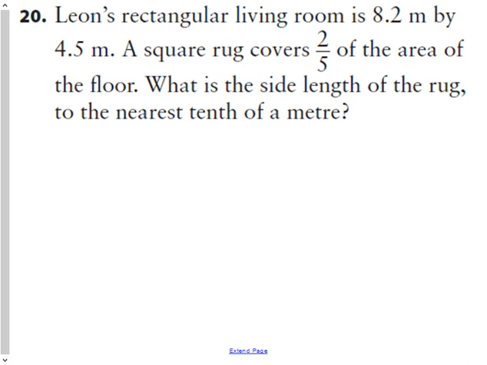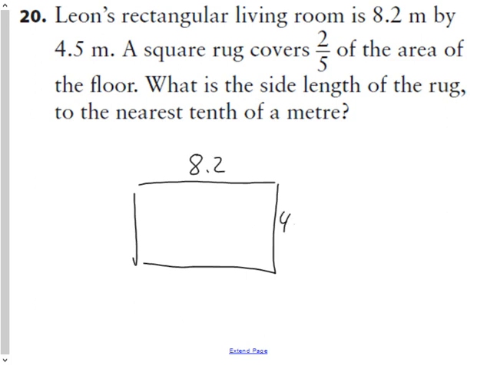And question 20, Leon's rectangular living room is 8.2 by 4.5 meters. So I'm going to draw his living room, 8.2 meters and 4.5 meters. This is his living room. A rug covers 2/5 of the area of the floor, a square rug. So I'll just make a square rug right there. Covers 2/5 of the area. What is the side length of the rug to the nearest tenth of a meter?